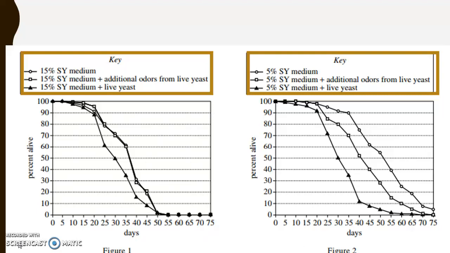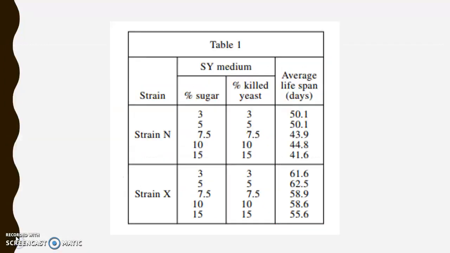Notice too that both graphs have a downward trend. You may get a question that asks you to compare the trends of the two figures shown. This is another example of a data visual you may see on an ACT. Notice here that we're looking at sugar and percent yeast, but we're also comparing strain N to strain X.